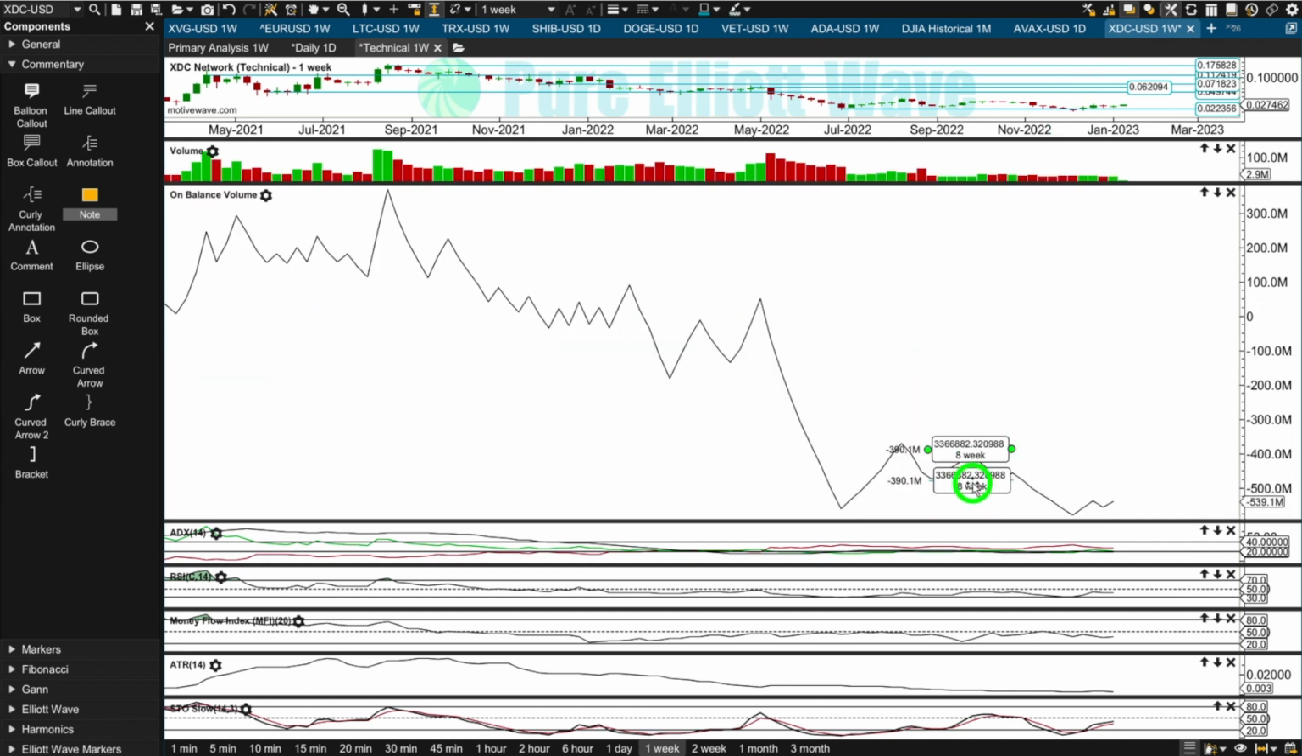On balance volume gave us a bearish signal back here. I don't like using motive wave for this because that box cannot be removed.